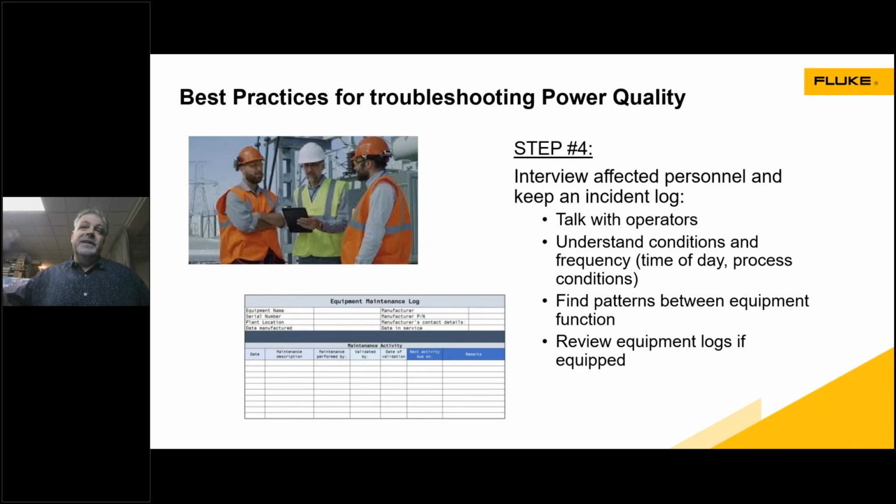Is there something else that they know has happened in the system? Maybe somebody's added a piece of equipment. Maybe they had a technician come in from a drive manufacturer that made some adjustments, and now that's affecting something else in the system. Having that information available as a part of your equipment maintenance log, if you're keeping logs, is a good idea and a good way to review that data while you're trying to troubleshoot.